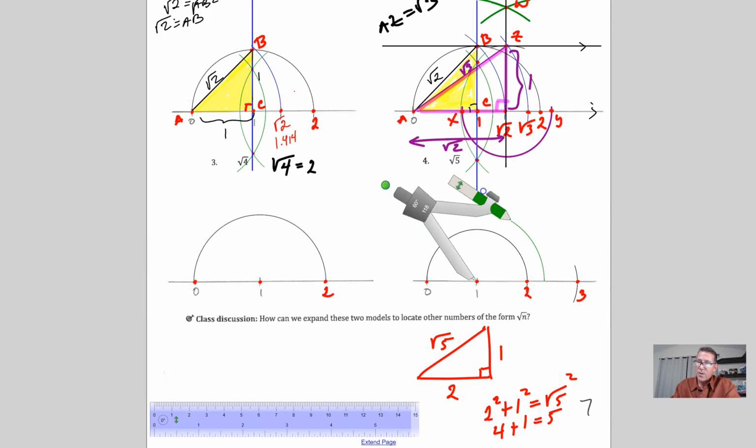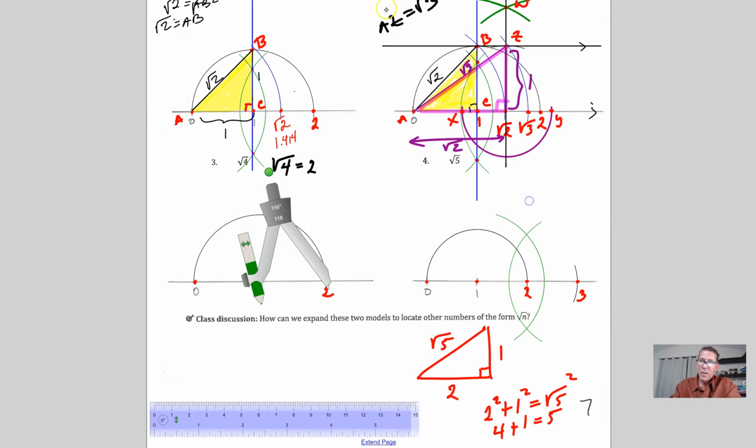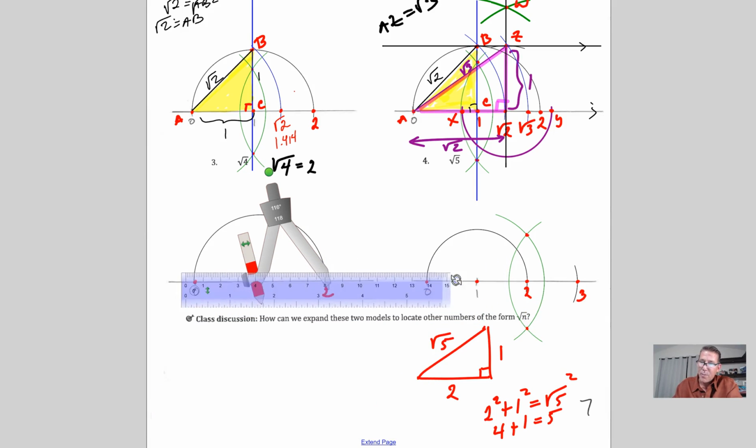So here we go. Adjust the compass a little bit more than halfway. Switch hands, move it over to 3, and repeat it. Now those two green arcs intersect. You guys should be getting good at the perpendicular bisector already. They intersect up top and they intersect down below. Get your straight edge and let's bust out the perpendicular bisector.